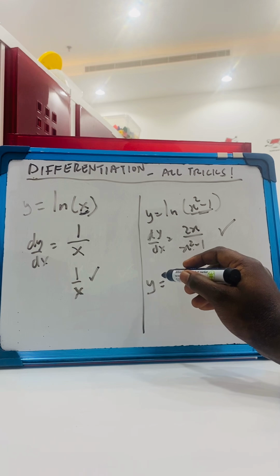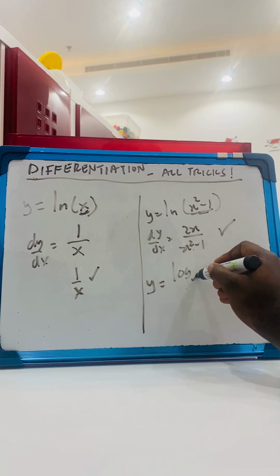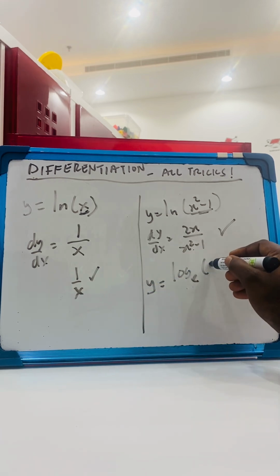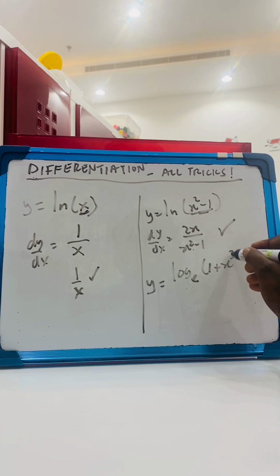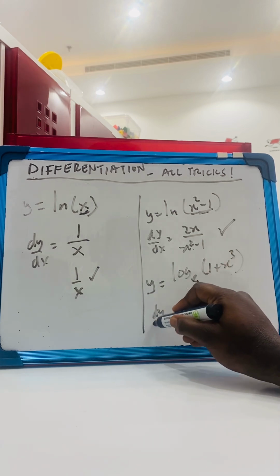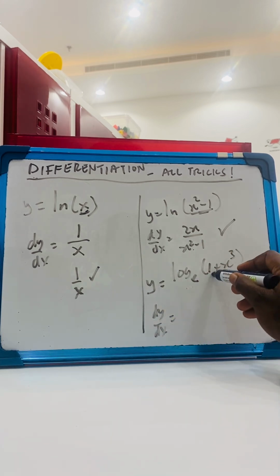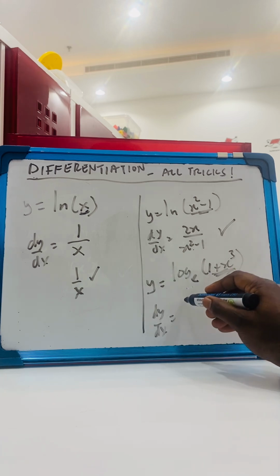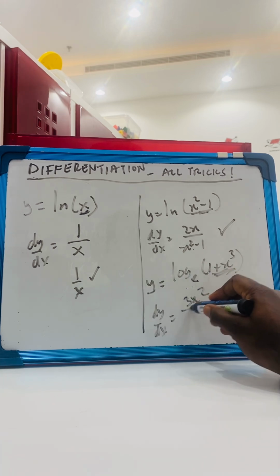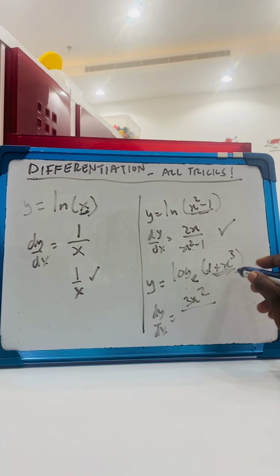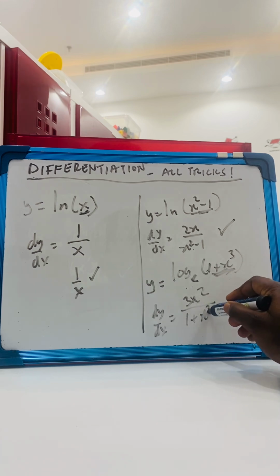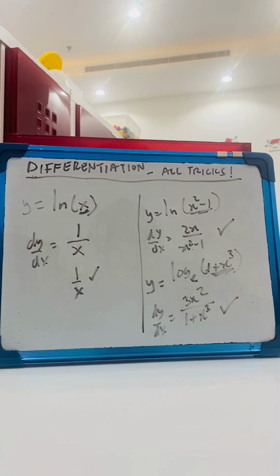Y is another example, log to base e, that is my ln, 1 plus x to the power 3. If I need dy dx, again, derive what's in the bracket. I have 3x squared. Divide by 1 plus x cubed. I'll take more examples.